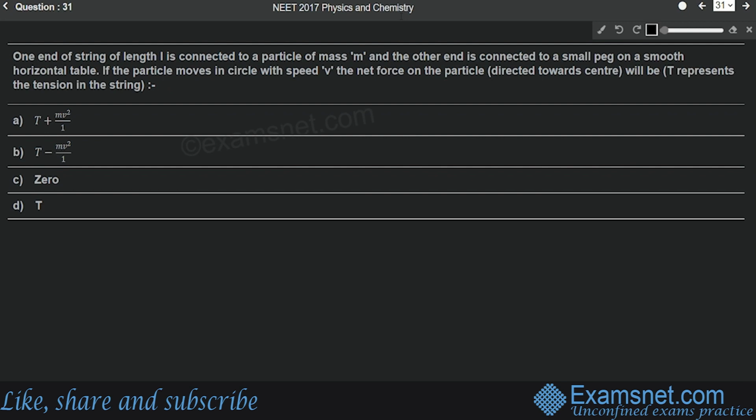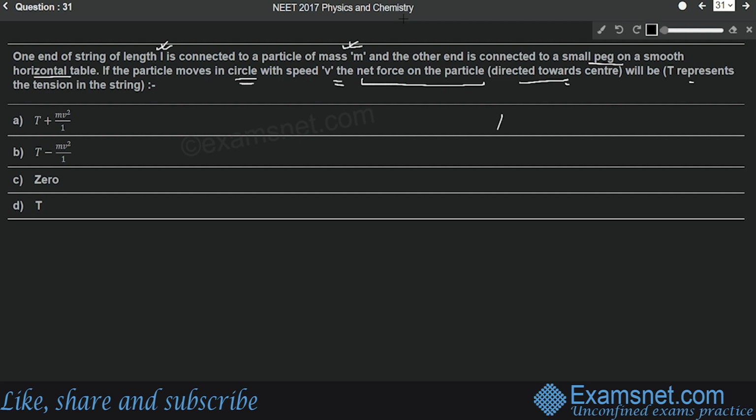Now question number 31 is from the circular motion, and the question is one end of string of length L is connected to a particle of mass M and the other end is connected to a small peg on a smooth horizontal surface, horizontal table. If the particle moves in circle with speed v, the net force on the particle will be. Okay. So we have to find the net force, and this force should be directed towards the center, and T represents the tension in this string.